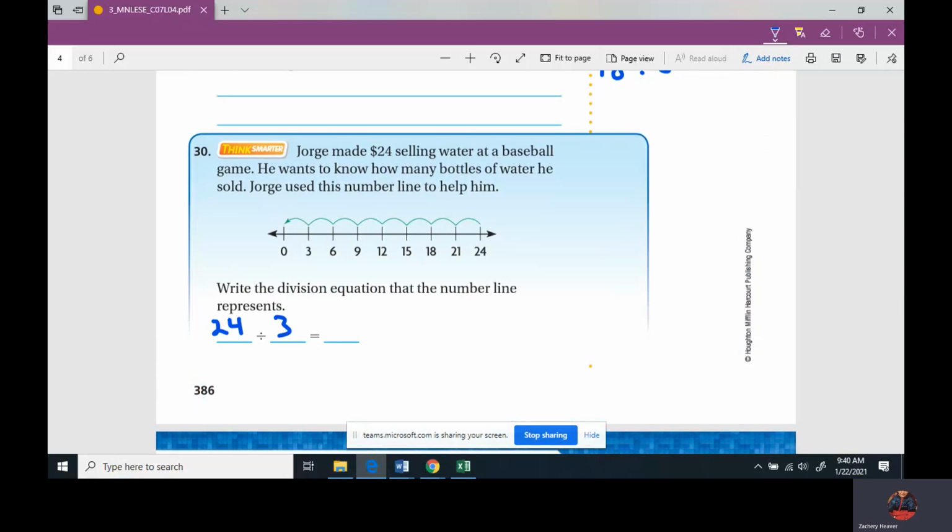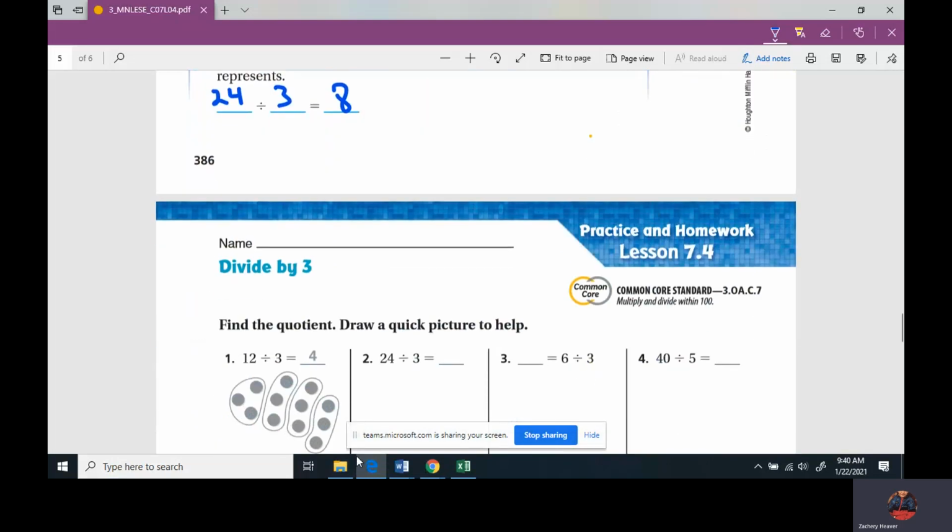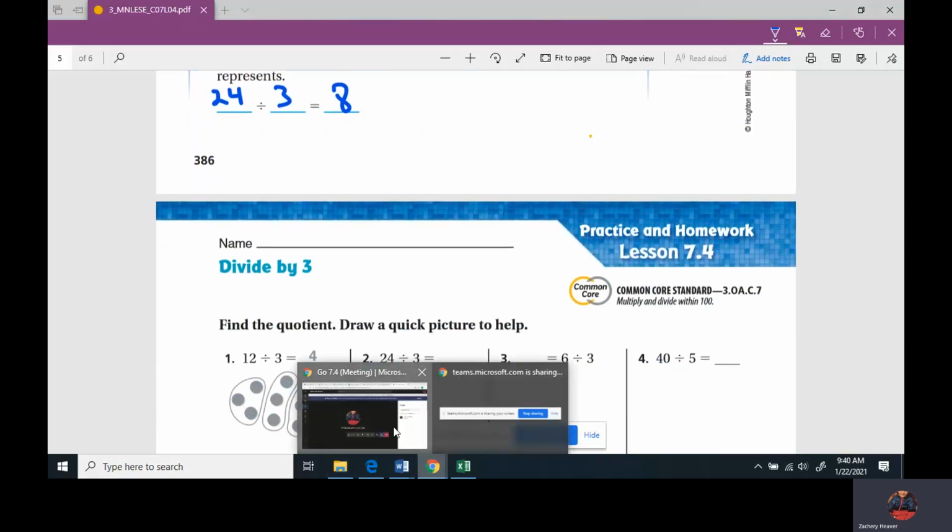Jackson, how many jumps do you see? Equals 8. 24 divided by 3 equals 8. Good. All right, you guys are in the practice homework. I'm going to stop the recording and get that set up.